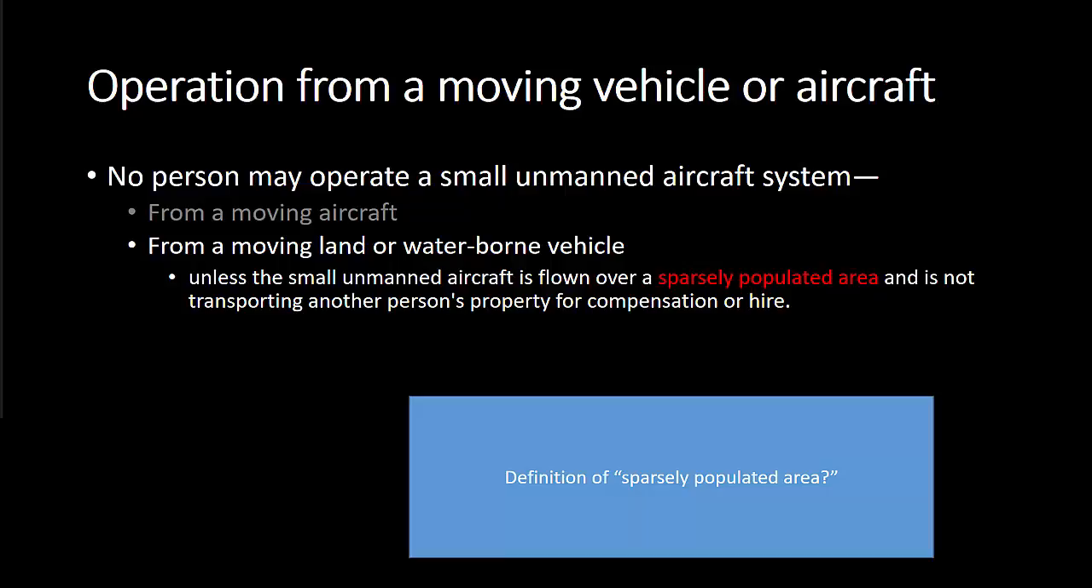Because we don't know, is it 50 people in the surrounding land per acre? Is it one person per square mile in the surrounding lands? Is it nobody's within a mile of me at the time I'm flying? We don't know what sparsely populated really means. And so because of that, be very careful on that one.